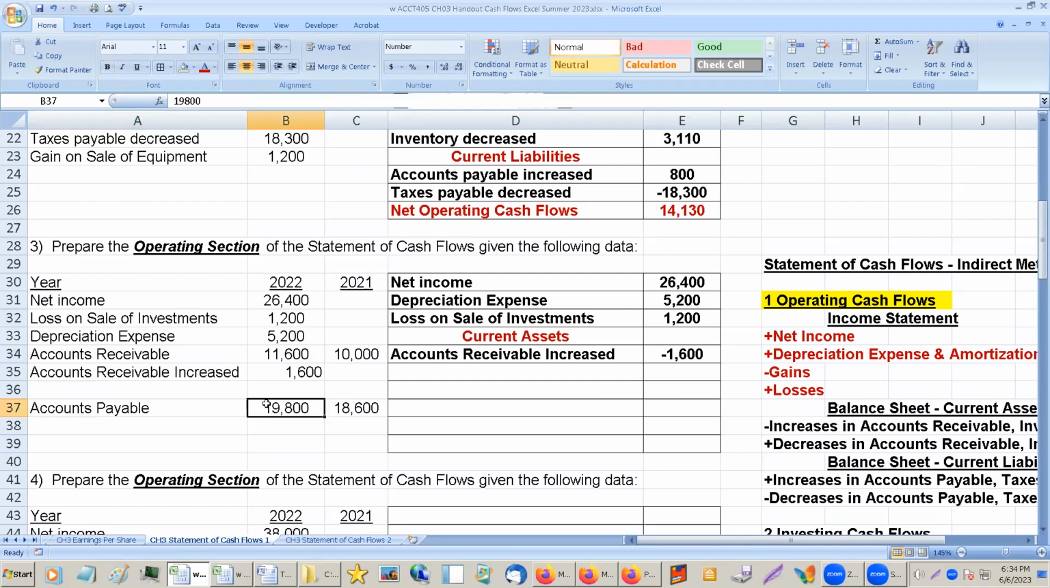So accounts receivable went up. And if you think about it, what that basically means, if accounts receivable goes up, that means people haven't paid you. You know, they haven't paid you 1,600 more.